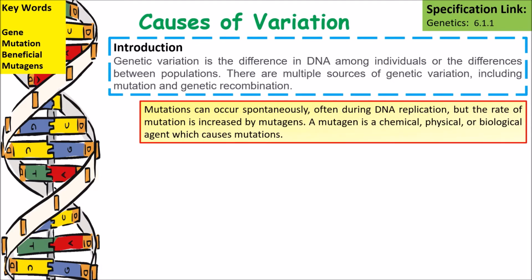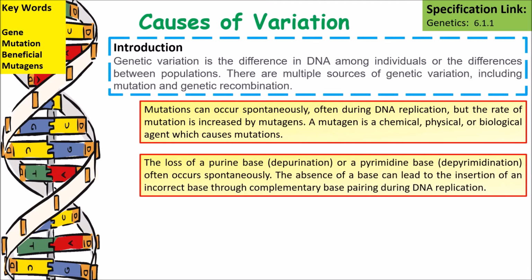Mutations can occur spontaneously, often during DNA replication, but the rate of mutation is increased by mutagens. A mutagen is a chemical, physical, or biological agent that causes mutations. The loss of a purine base or a pyrimidine base often occurs spontaneously. The absence of this base can lead to the insertion of an incorrect base through complementary base pairing during DNA replication.